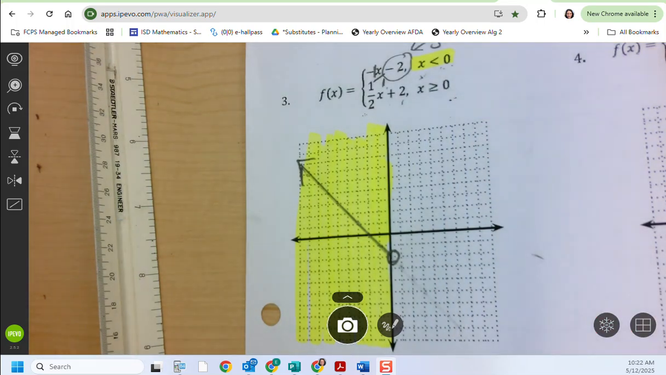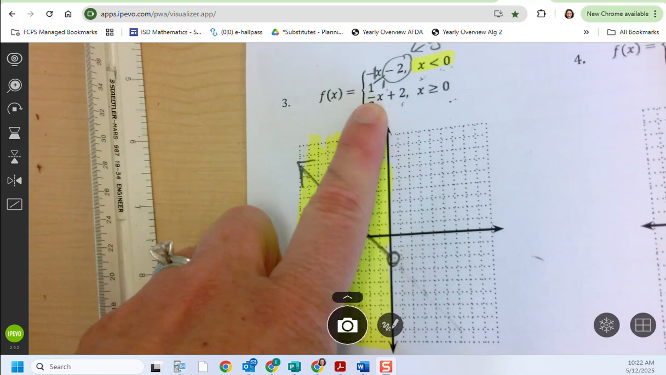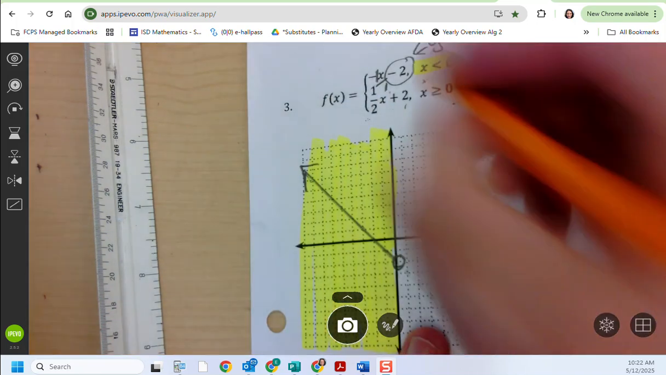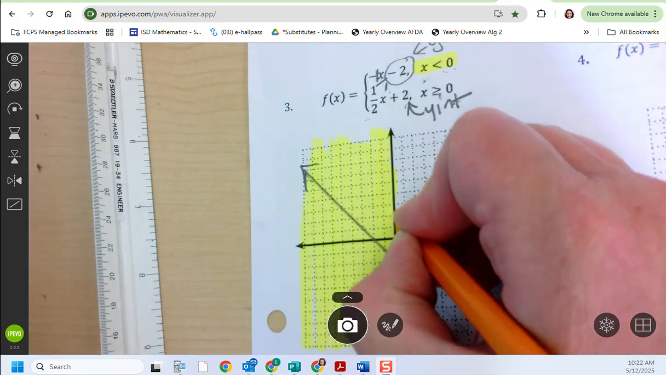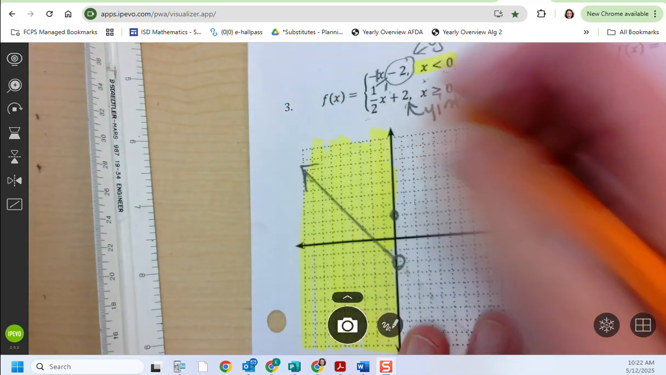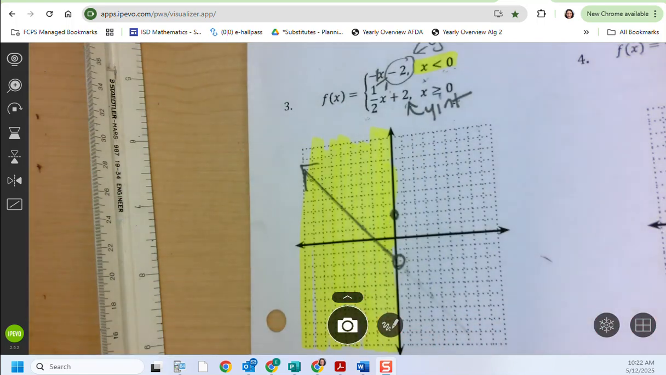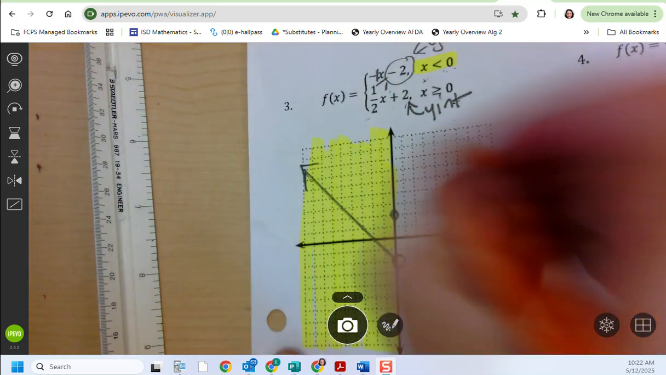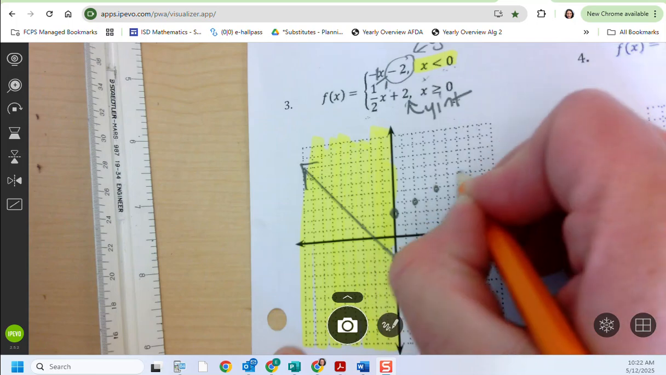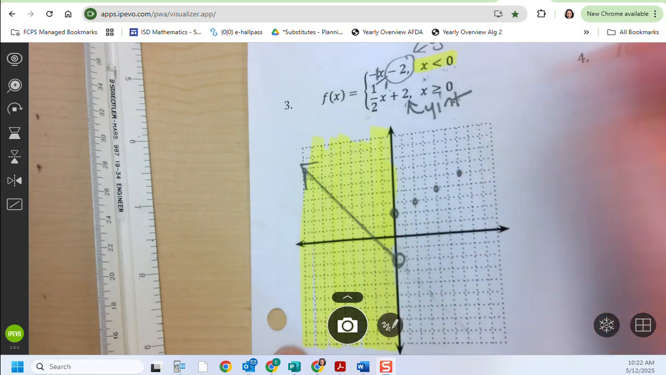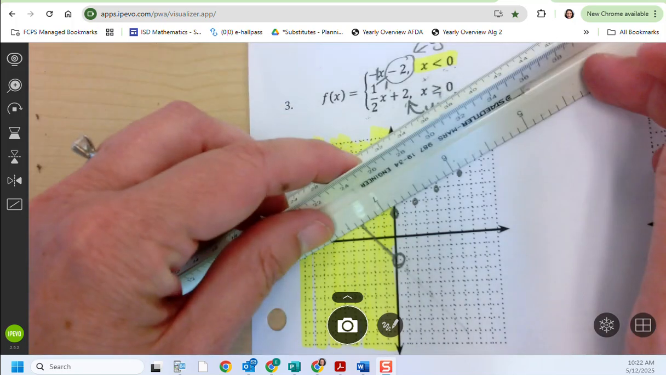Okay, for the second part, I have a y-intercept of 2. So I'm going to mark +2. And I have a slope of 1/2, so that means go up 1 and go right 2. Go up 1, go right 2. So up 1, right 2. I'm going to draw the whole line, and then I'll erase the part I don't want.